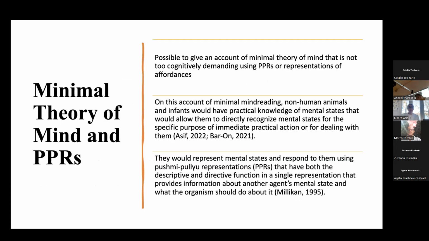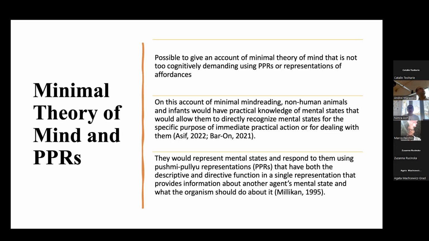So I think it's possible to give an account of minimal theory of mind that isn't too cognitively demanding. It's this more basic form of mind reading that uses PPRs, or representations of affordances. On this account of minimal mind reading, what the non-human animals and infants would have is practical knowledge of mental states that would allow them to directly recognize mental states for the specific purpose of immediate practical action or for dealing with them. So they would represent mental states and respond to them using PPRs, which have both the descriptive and directive function in a single representation, which provides information about another agent's mental state, and then instructs the organism, whoever the minimal mind reader is, what they should do about it.